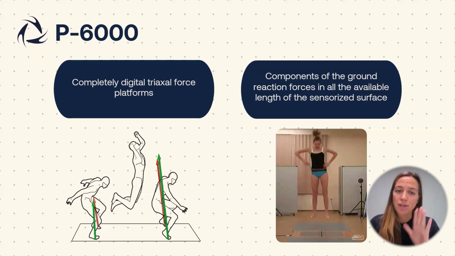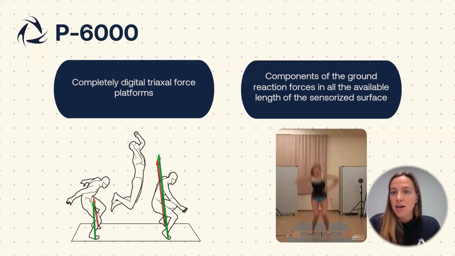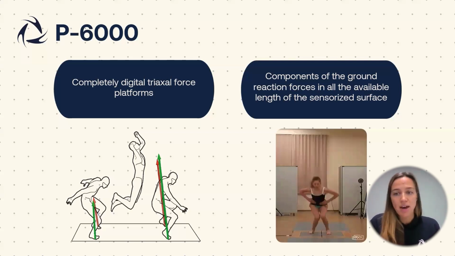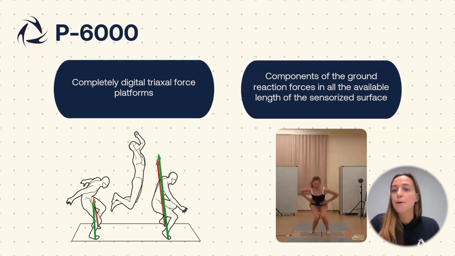So, for example, if you touch the ground with your foot in between one and another force plate, you still have very accurate data. The platform is completely digital. The connection is made with an Ethernet cable. This, of course, guarantees greater data accuracy compared to normal analog platforms.